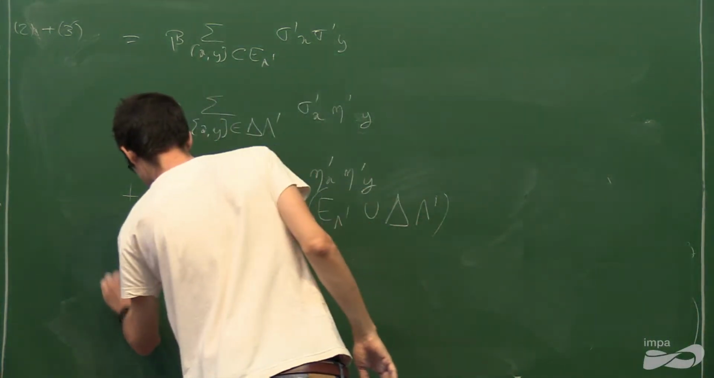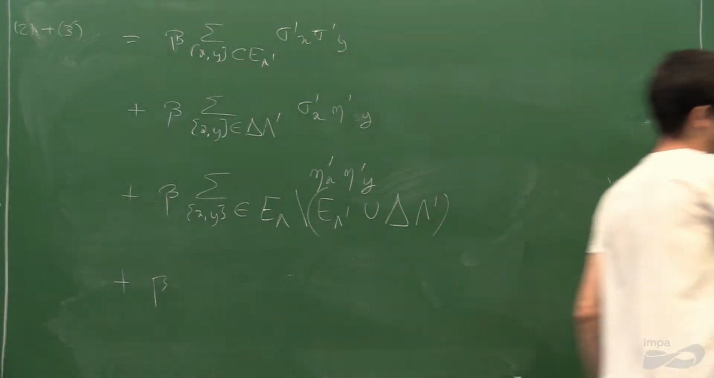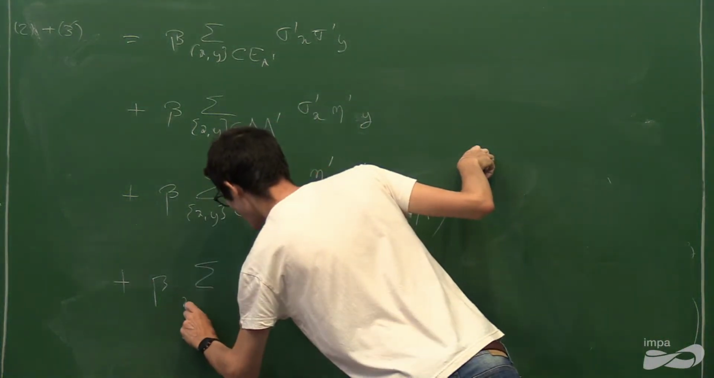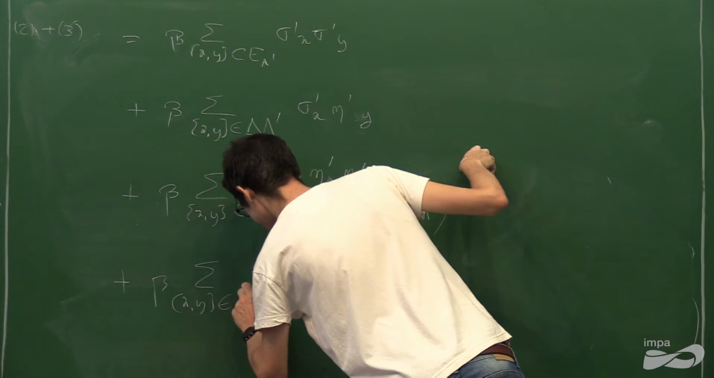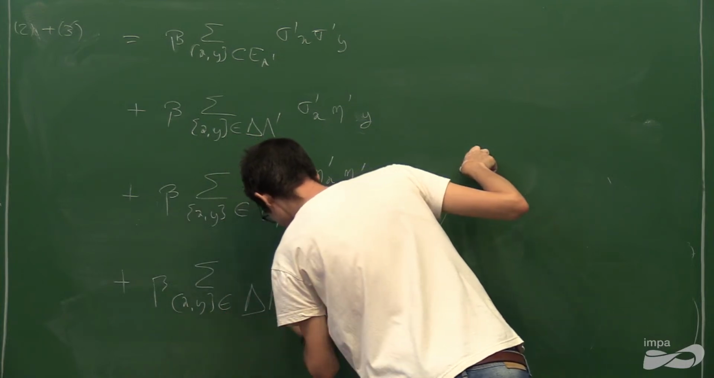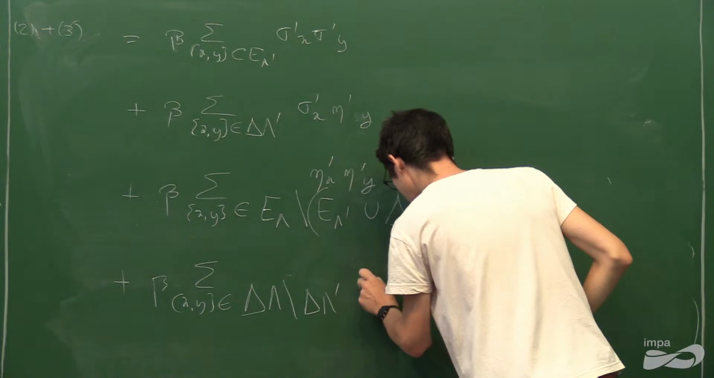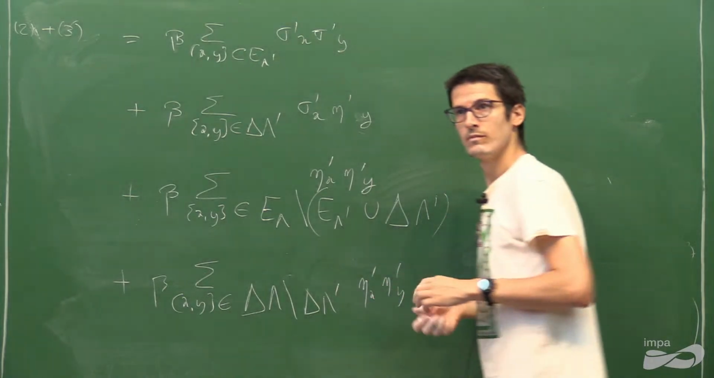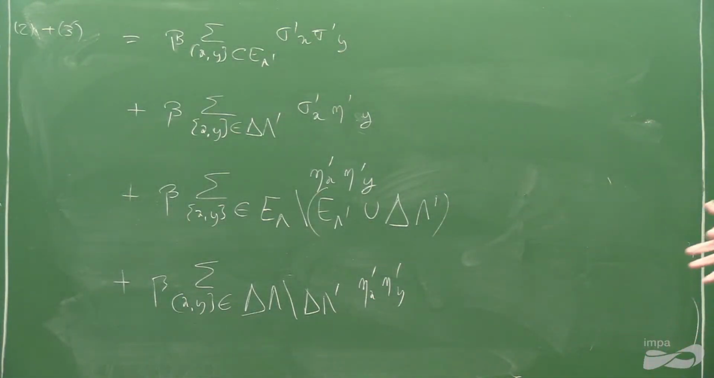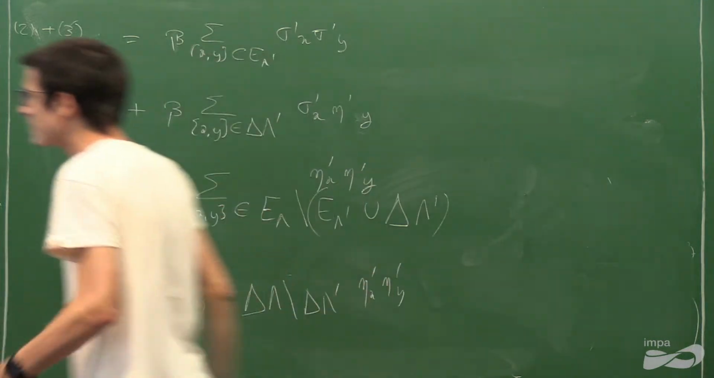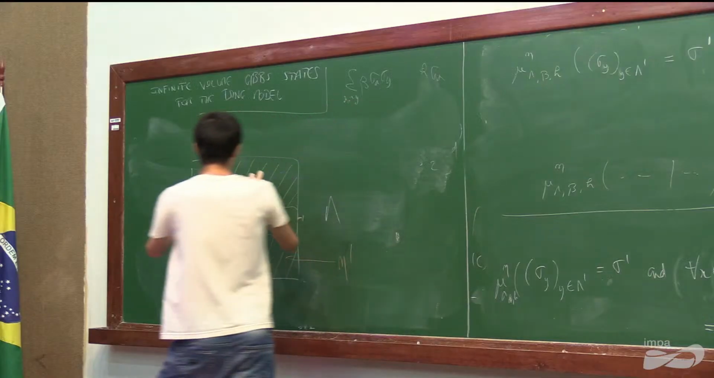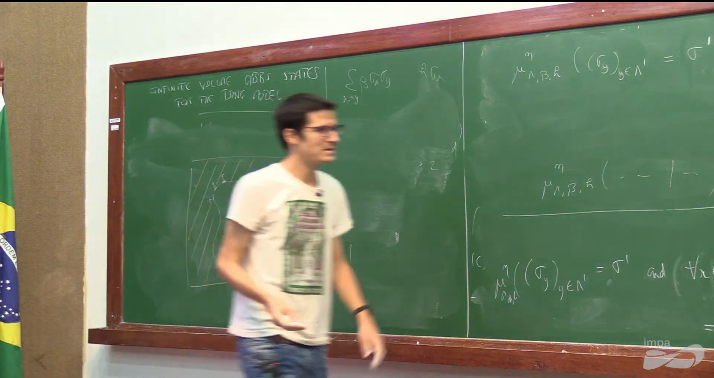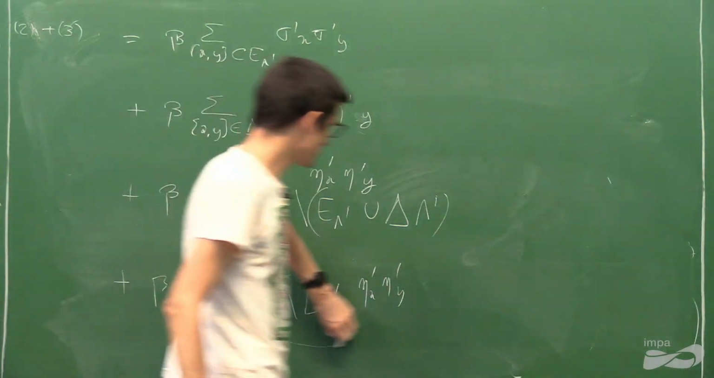And the last thing I get is the rest of term 3 that I've not used there. So the sum over xy in delta lambda minus delta lambda prime of eta x prime, eta y prime. Okay, I'm just summing over all the edges that I've not used so far, and on all these edges, I know that the configuration is fixed to be eta prime. Okay, and I'm done.